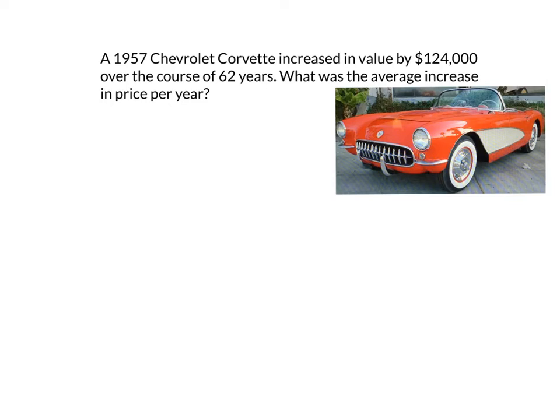Are we adding to figure this out? Are we dividing? Are we subtracting? What are we doing? Add, subtract, multiply, divide. Your clue is "split it up." When you split something up, you're separating it. That means division, okay? 124,000 divided by 62. You do that, you're going to get the amount that it changed per year. In other words, you're going to find the average increase in price per year.